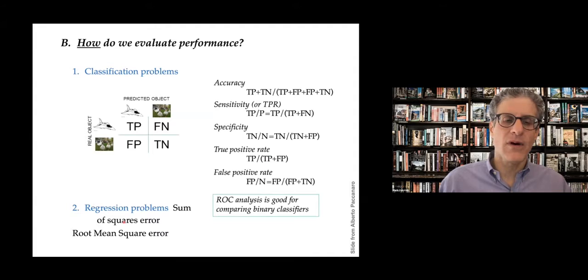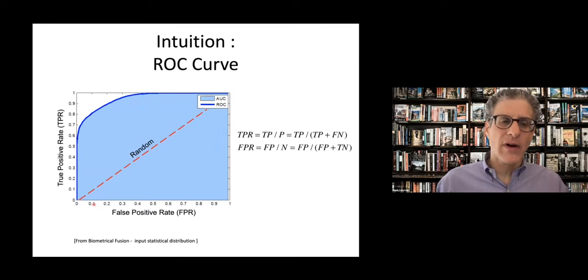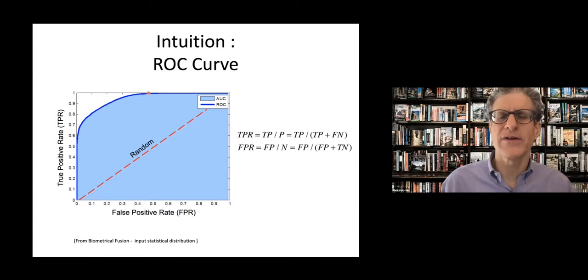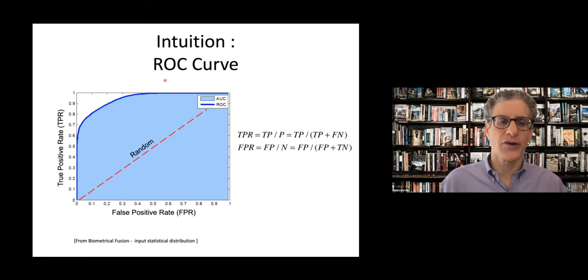And then for regression, as for continuous value problems as opposed to classification problems, we often look at sum of squares errors. That would be a very good way of looking at that. And often we summarize the results in something called a receiver operator characteristic curve, or ROC curve for short.